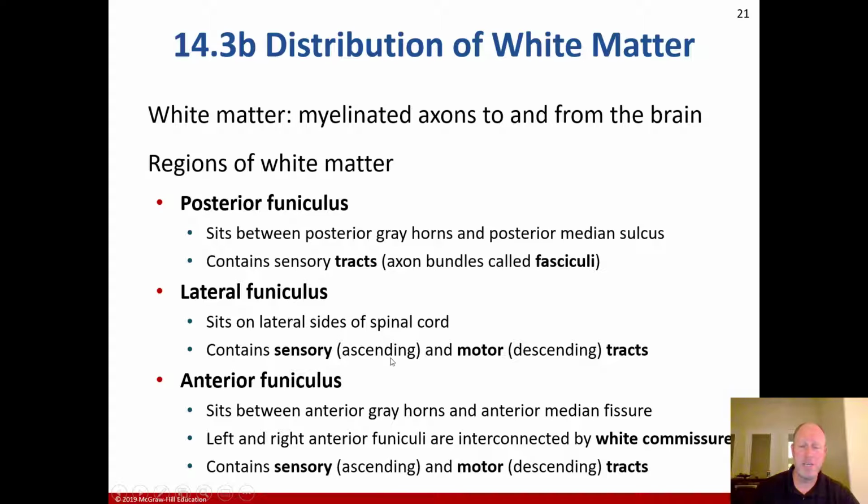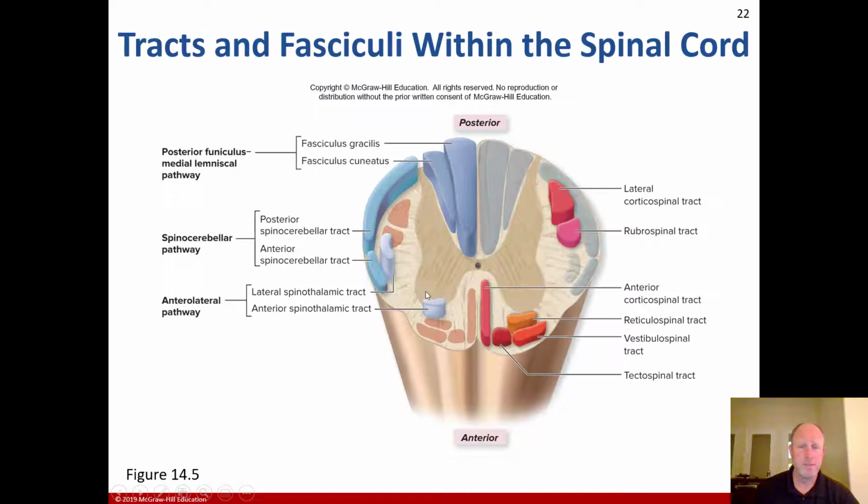It contains the sensory, the ascending, and the motor descending tracts. The anterior funiculus, which sits between the anterior gray horns and the anterior median fissure, the left and right anterior funiculi are interconnected by the white commissure and contain the sensory ascending and motor descending tracts. So here we have the tracts and the fasciculi within the spinal cord.